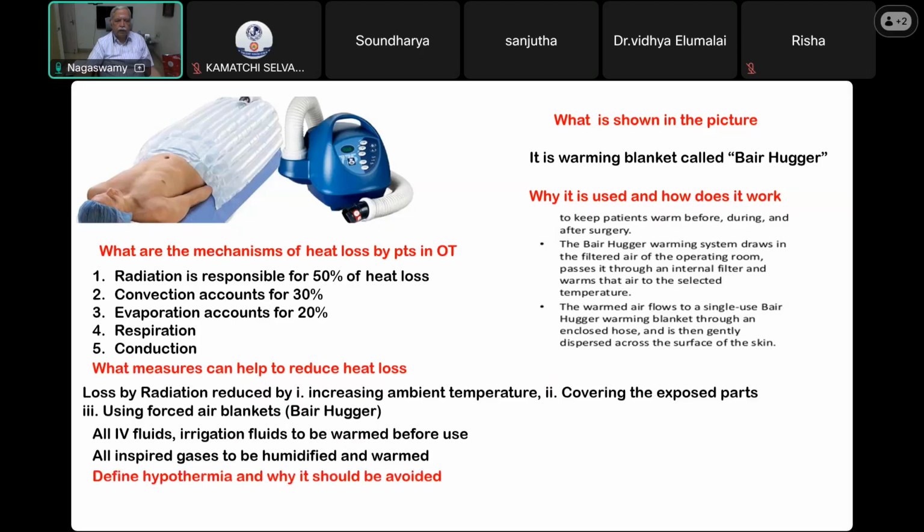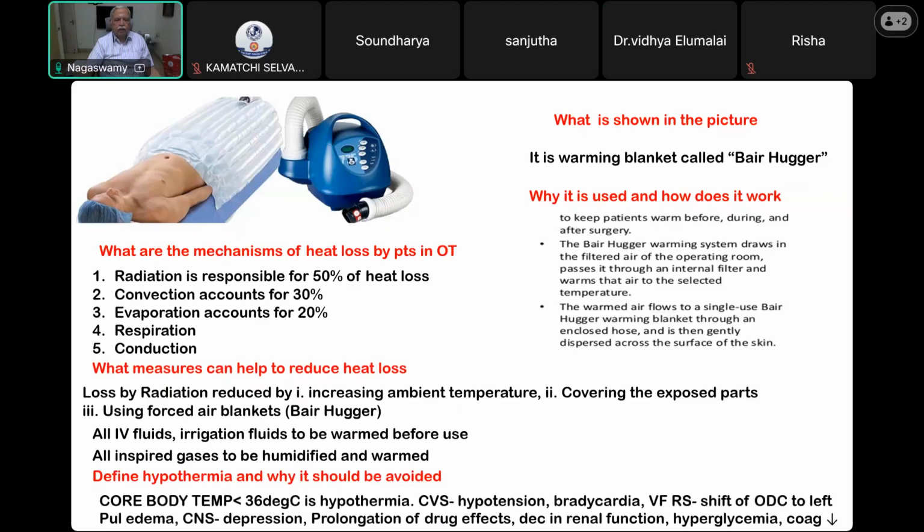What is hypothermia and why should it be avoided? A temperature of less than 36 degrees Celsius is hypothermia. Why should it be avoided? It causes a decrease in metabolism. In the cardiovascular system, it causes hypotension, bradycardia, and ventricular fibrillation can also occur. In the respiratory system, it shifts the ODC curve to the left and can cause pulmonary edema. In the CNS, it will cause depression and prolongation of drug effect, decrease in renal function, hyperglycemia, and decreased coagulation.